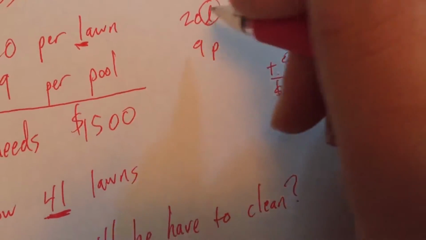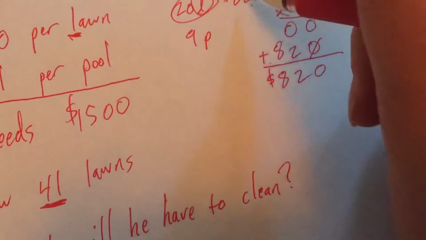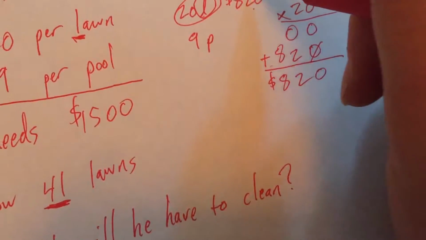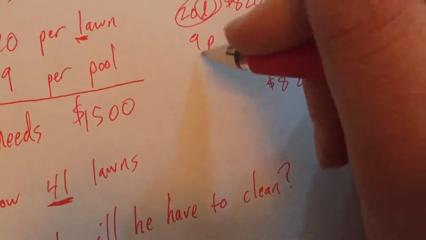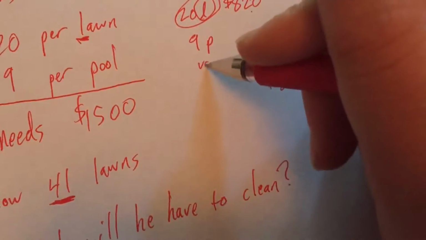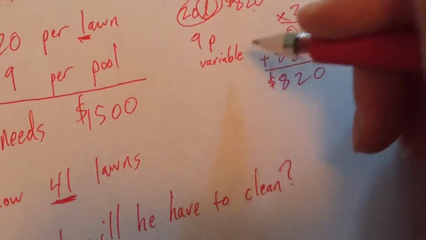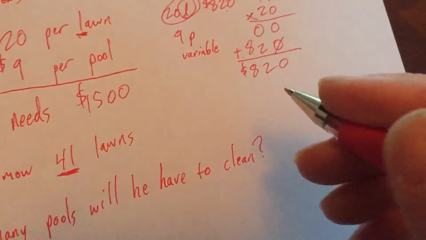This looks a lot more familiar than what you're used to, because now we have a constant. This is your constant. It doesn't change anymore. And this one is your variable. This is what will change, and we're going to find out how many you would need to do.